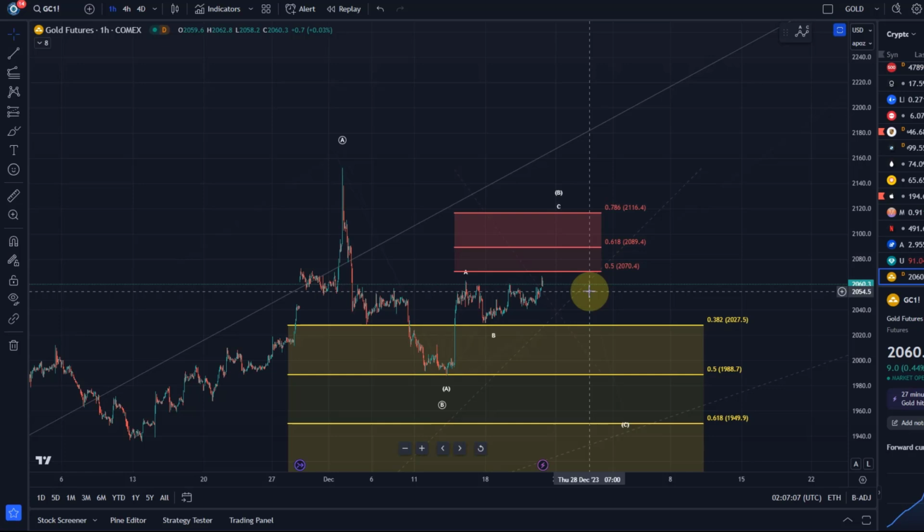A break above that level could indicate a more direct pathway and a more direct breakout actually to the upside. That's my update about gold.